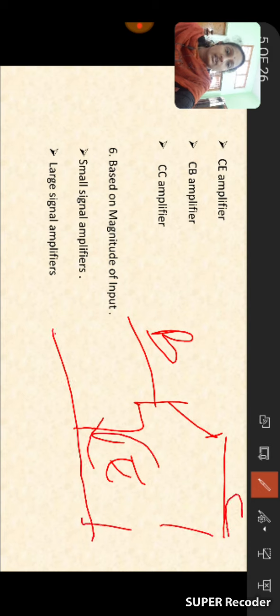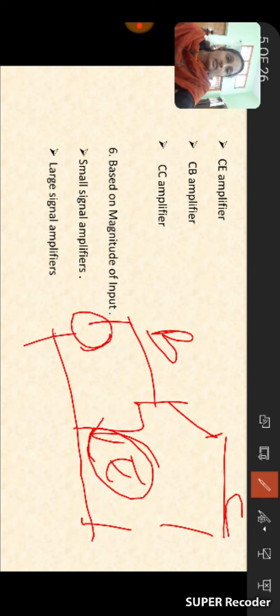Now here the emitter is common now. Input is applied in between emitter and base. Output is collected from emitter and collector. So then this amplifier is called common emitter amplifier. Is it clear? This amplifier is called common emitter.